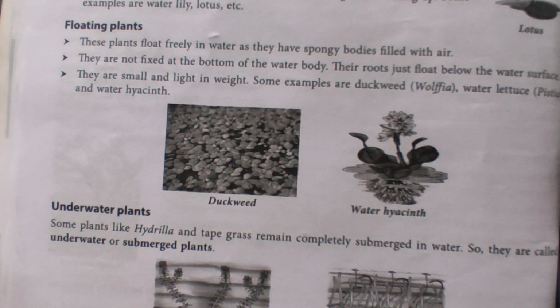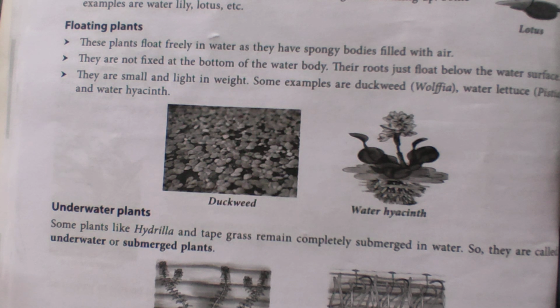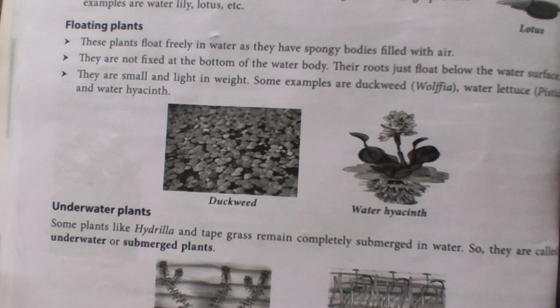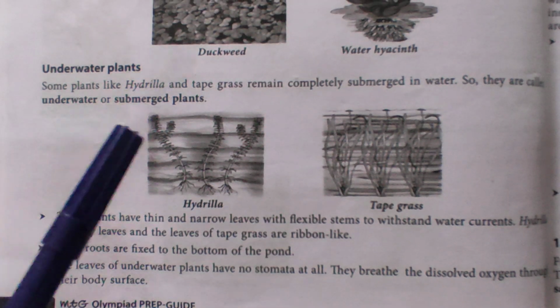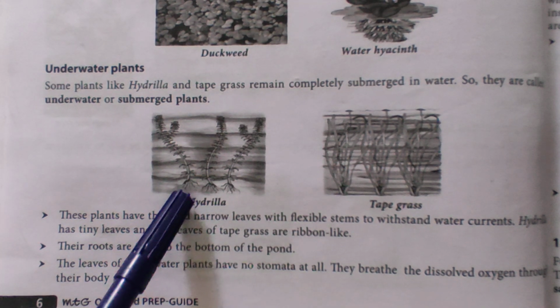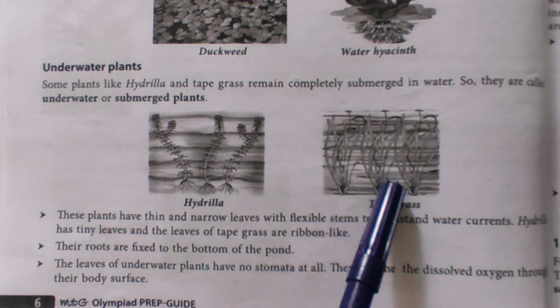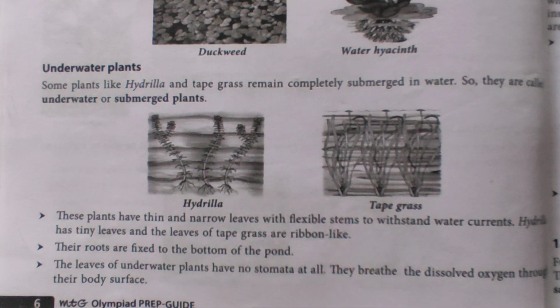Now, we will learn underwater plants. Some plants like hydrilla and tape grass remain completely submerged in water. So, they are called what? Underwater or submerged plants because they are completely submerged in water. Now, you can see the hydrilla and here see the tape grass. These are the totally submerged plants.